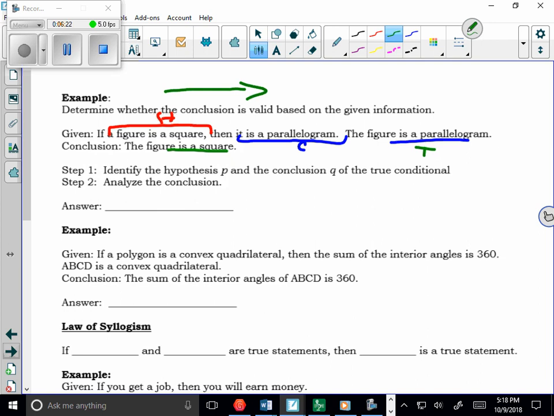This goes backwards. So it says, identify the hypothesis and the conclusion Q of the true conditional. This is my true conditional, this whole, if the figure is a square, then it's a parallelogram. And then analyze the conclusion: the figure is a square. That was my analysis. That doesn't really check out to me. It's kind of strange that they went backwards like that. So my answer to this question, determine whether the conclusion is valid: the conclusion is not valid, or it's invalid.